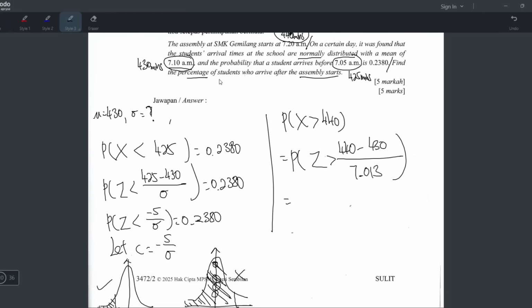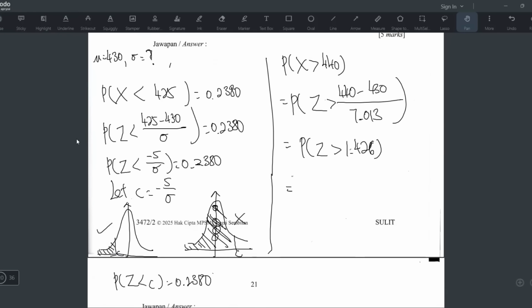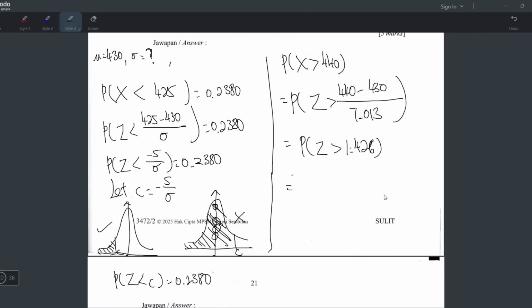Because they ask for the percentage of students who arrive after assembly starts. So this one is the probability of after assembly starts lah. So now you can find the Z value for this. You will get 1.426. And then now you can tengok jadual. Okay, when you tengok jadual this time, you have to tengok dari luar. Tadi tengok dari dalam kan, ini tengok dari luar. And you have to straight away go and find 1.4 and then 2 and then 6.